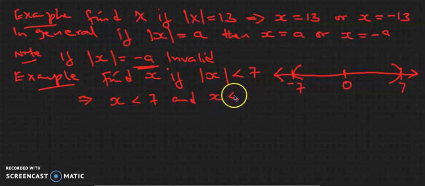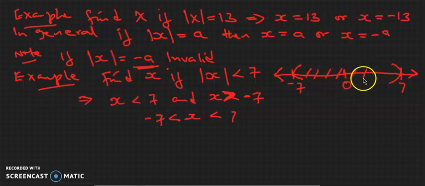So x is greater than negative 7. It is the range from negative 7 to 7 exclusive. Any value here, you'll find that its absolute value will be less than 7. For instance, if you take negative 6, the absolute value of negative 6 is less than 7, because 6 is less than 7.